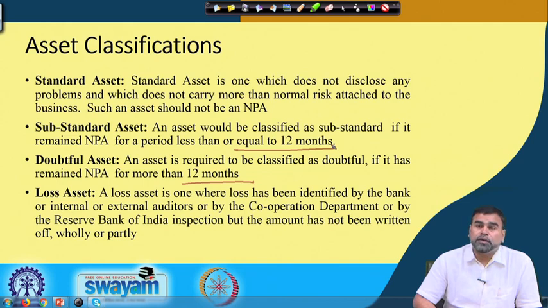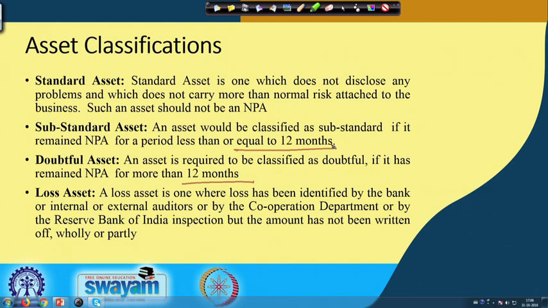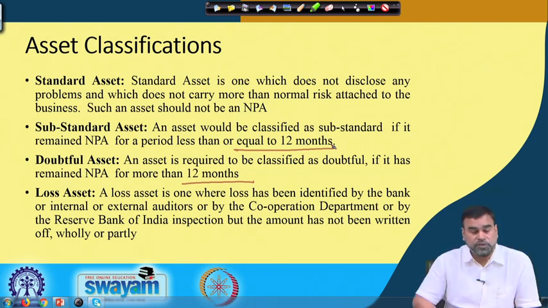So, again, at any point of time, if it has remained an NPA consecutively for a longer period, even then it still cannot be written off. There are no such guidelines or reasons by which the particular loan can be written off. At that point of time, that particular loan is considered as a loss asset. So, the loss has to be identified by the bank or internal or external auditors or by the cooperation department. These are the different types of assets we have.